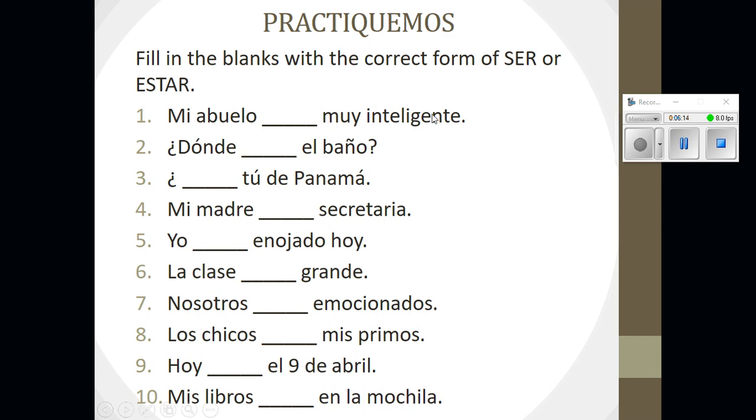So for this one, inteligente, I would say that that is either a characteristic or description, and both of those would require the use of ser. So for this one, we want to conjugate ser to say he is, which would be es. Mi abuelo es muy inteligente. All right, pause the video and do 2 through 10 on your own, and then we'll check our answers.